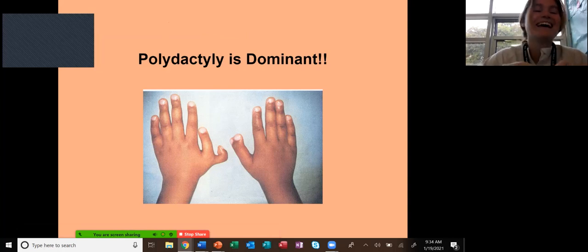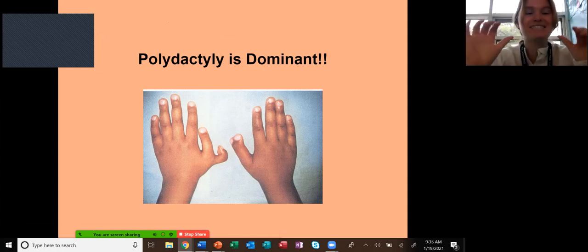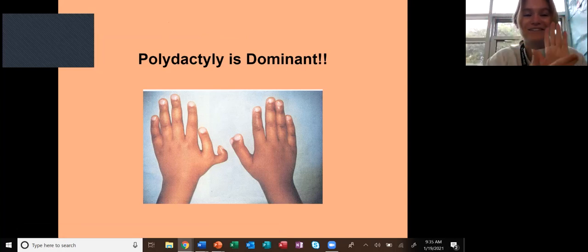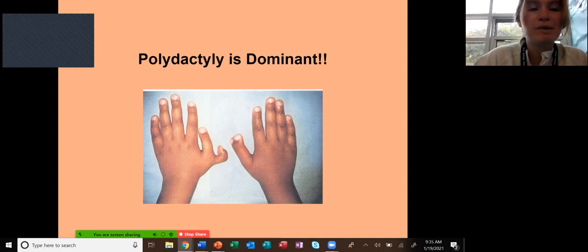Polydactyly is dominant. This is where you have a sixth finger on either hand. Warning, it looks kind of sketch, but you've got an extra finger on either hand. Some people get this surgically removed, but that's not removing the gene. So if this person ends up having kids, because it's dominant, their kids are most likely going to get the gene as well.